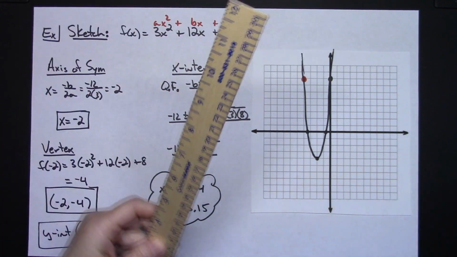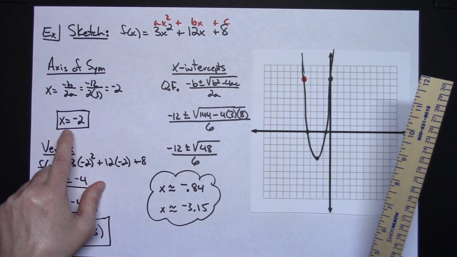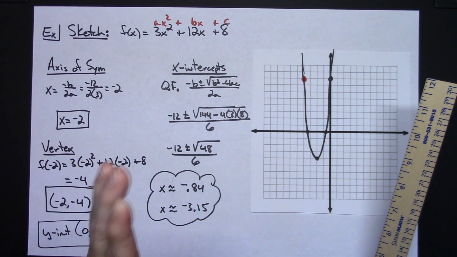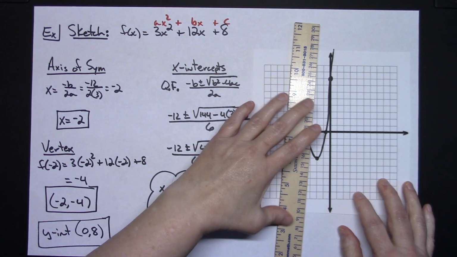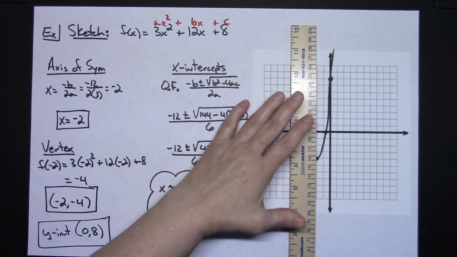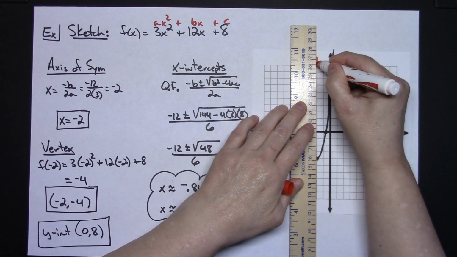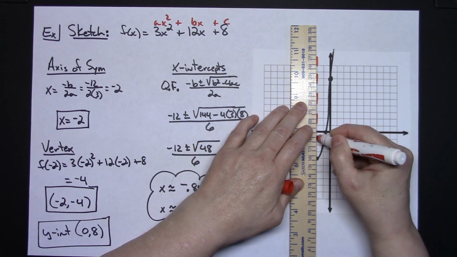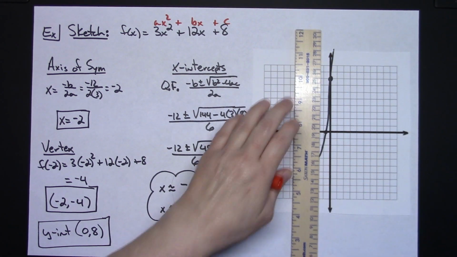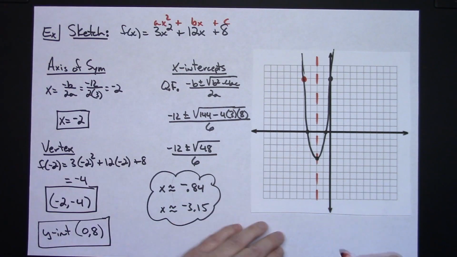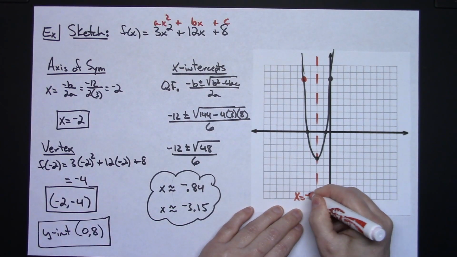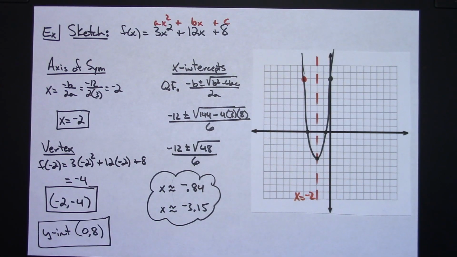Alright, now you are going to want to go ahead and put that axis of symmetry on. That axis of symmetry is going to be an up and down line going through negative 2. So if you're hand drawing these, definitely you want to put that axis of symmetry on there. And then label the axis of symmetry as x equals negative 2, because that's the vertical line, meaning that it is symmetrical to both sides.